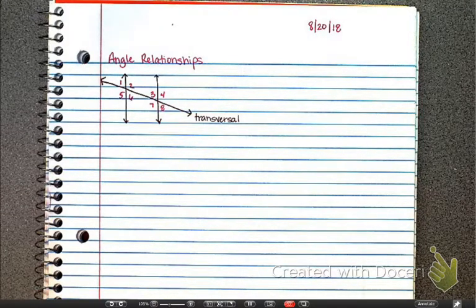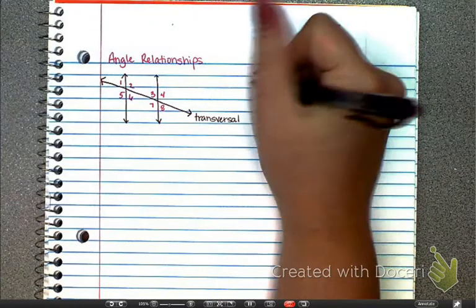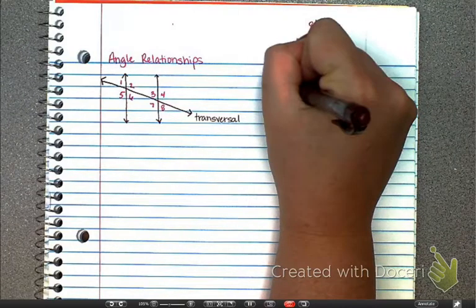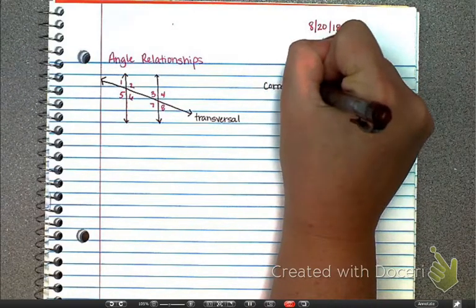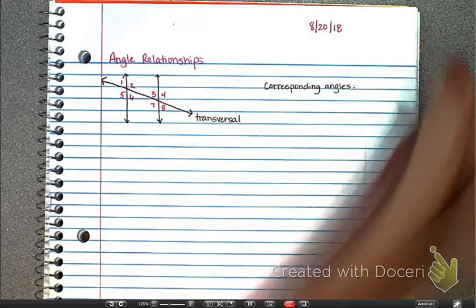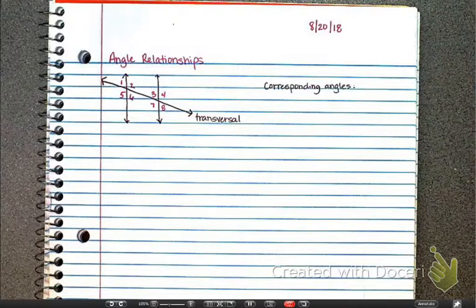There are different types of angle pairs that we're going to go through. So let's start with corresponding angles. Does anyone remember which angles would be corresponding in this picture? 2 and 4. 2 and 4 is correct.